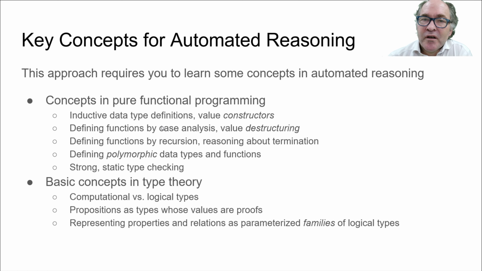And finally, you're going to need to understand the notion of strong static type checking. This is a particularly critical feature of Lean, which is that it won't let you get away with type errors. If you try to pass an argument of one type to a function that expects an argument of a different type, it doesn't work. And in particular, when we think of propositions as types and proofs as values of those types, if you claim that a proof is a proof of some proposition, but it's not actually a value of that type, it's not going to type check. You're going to get an error, and you're going to know that your proof is wrong.